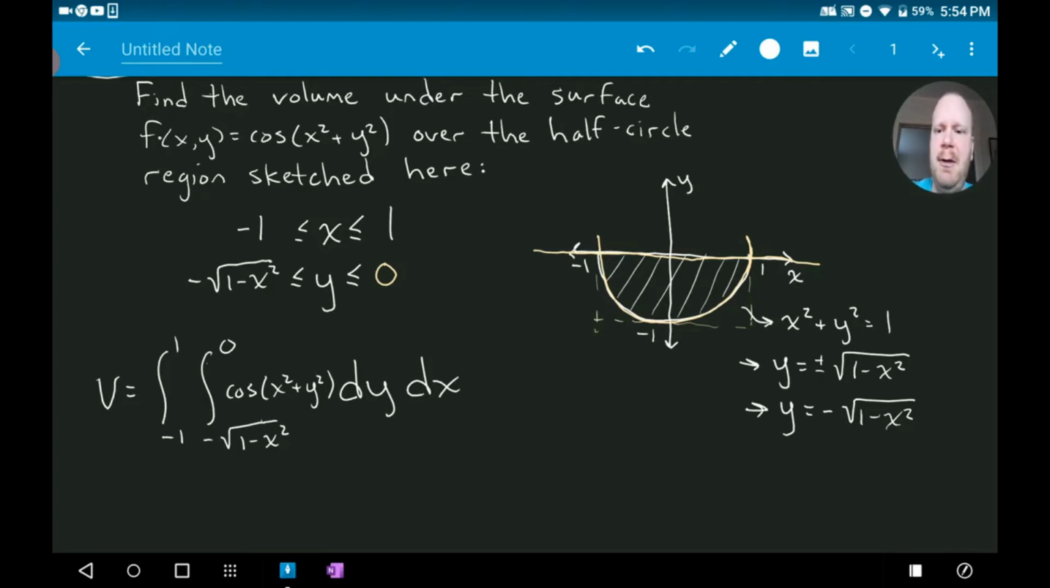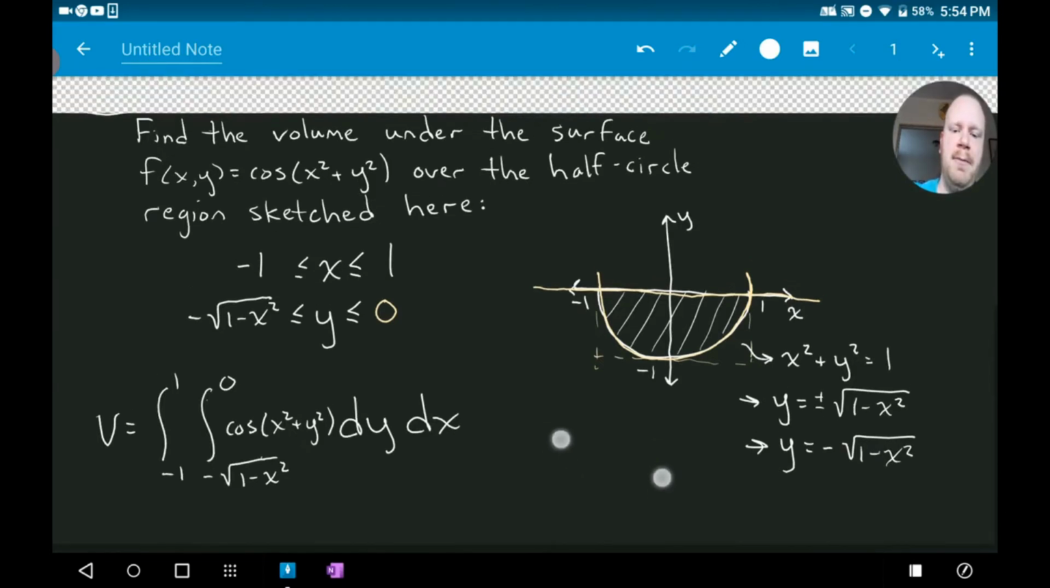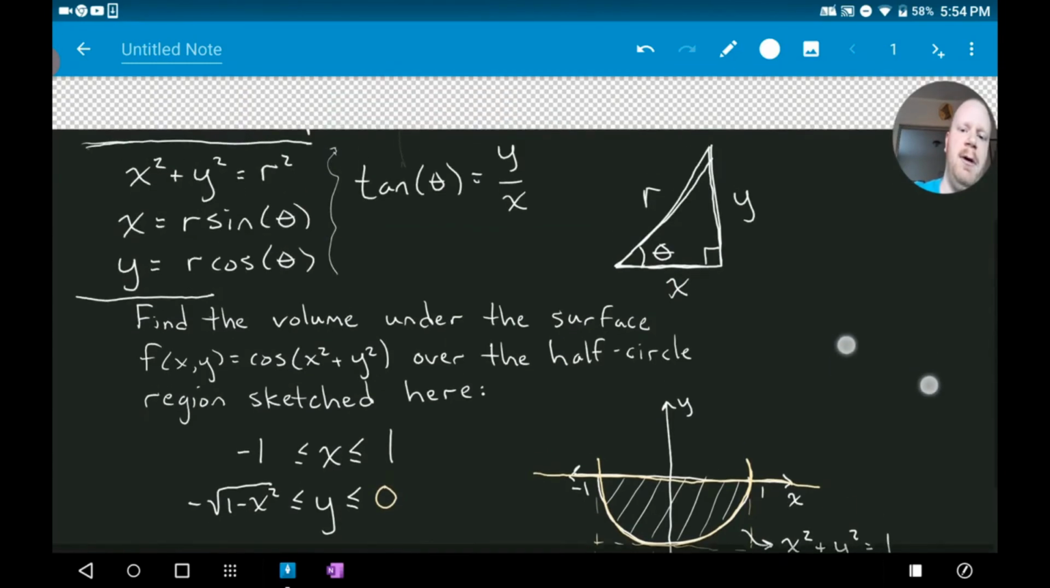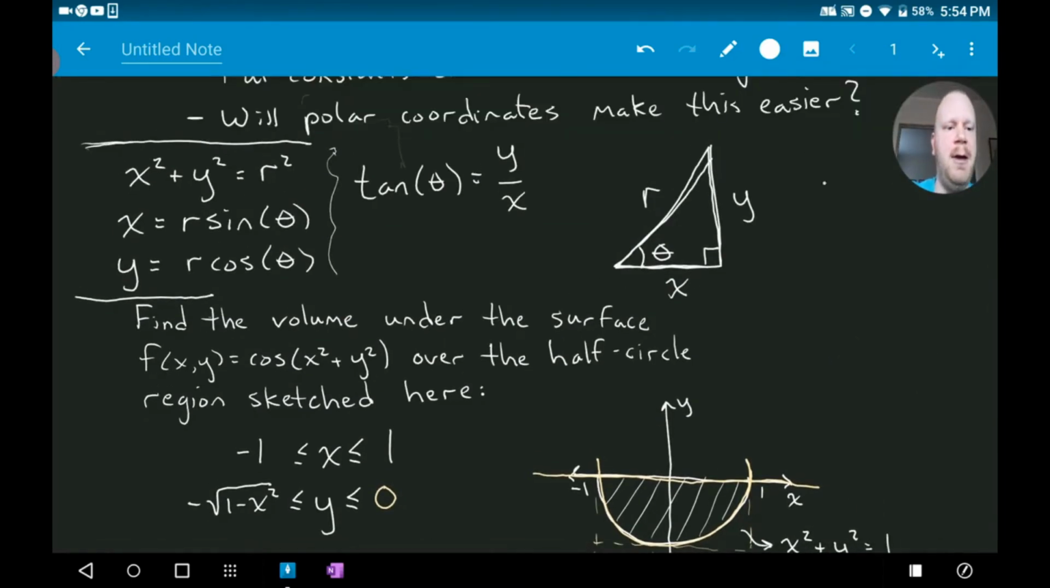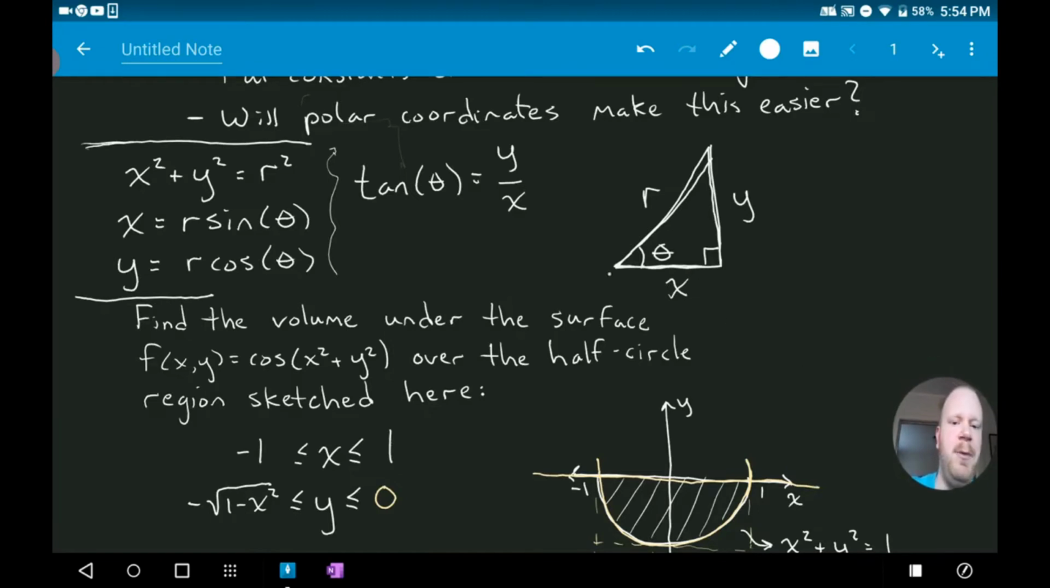And this surface that we're finding the volume under is just going to become cosine of r². And that's really nice. So I'm going to add just one more equation and then a sketch to help you remember what's going on with polar coordinates. So this one is, if we have dx dy and want to convert that into polar coordinates, we want to have r dr dθ.